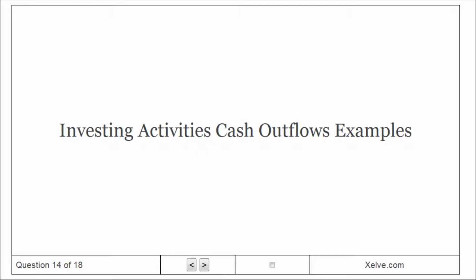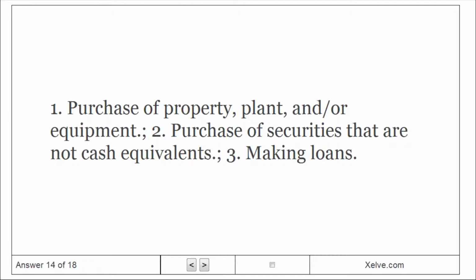Investing activities cash outflows examples. 1. Purchase of property, plant, and/or equipment. 2. Purchase of securities that are not cash equivalents. 3. Making loans.